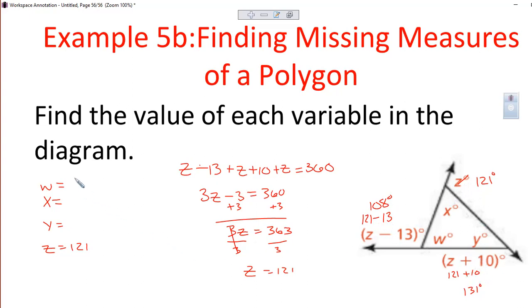To find w, we take 180, because it's a linear pair with our exterior angle, 180 minus 108. That gives us 72 degrees. Now x is a linear pair with z. So if this is 121, this will be 180 minus 121, which gives us 59. Then we have y, right over here. This is 131, so 180 minus 131 gives us 49. And the last one we already found was z. So these are our answers for w, x, y, and z.